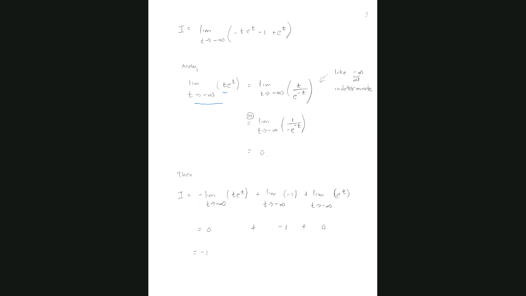Remember, that was the indeterminate form, negative infinity times 0. I write that as t over e to the negative t. So this now acts like negative infinity over infinity, which is indeterminate. I mean, okay, there's a negative there, but it's still indeterminate.